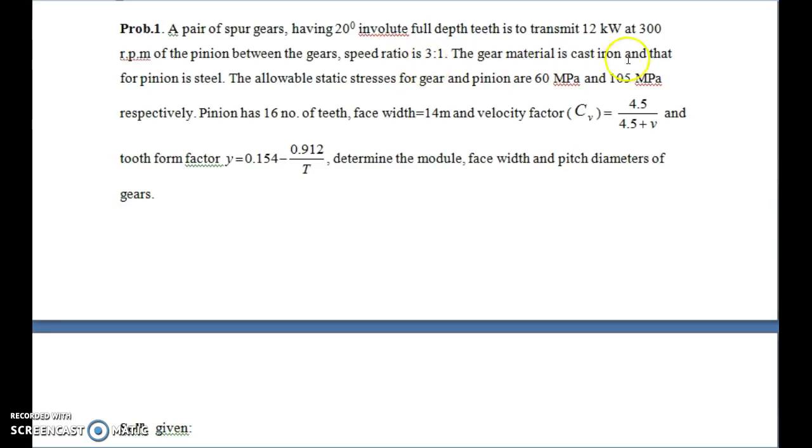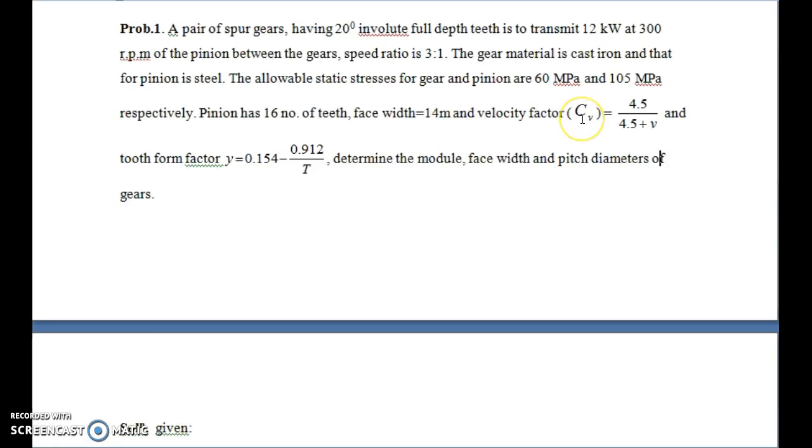The material of the gear is cast iron, and that for the pinion is steel. The allowable static stresses for the gear and pinion are 60 megapascal and 105 megapascal respectively. The pinion has 16 teeth, and the face width is 14m, where 14m means 14 times the module.